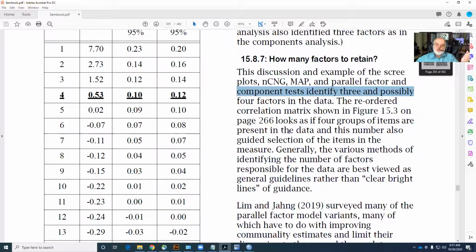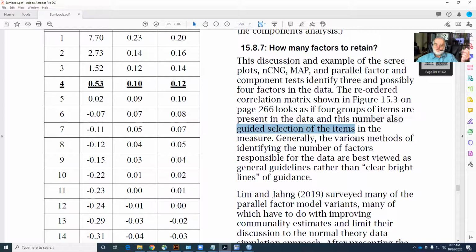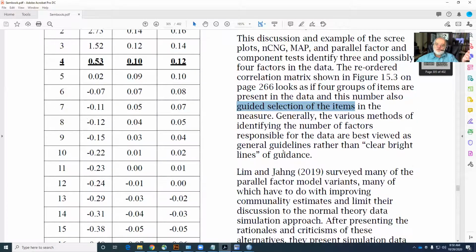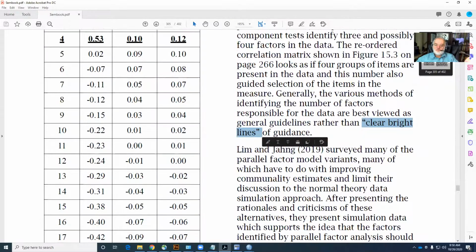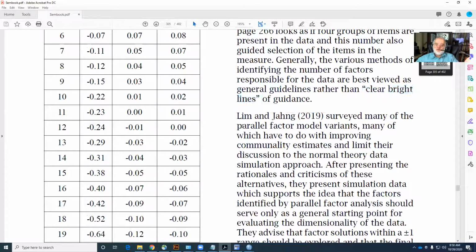If we were thinking about our analysis, we'd go back and take a look at our correlation matrix and say, well, from the eyeball test, it really kind of looks like 4. And when we actually selected items for the measure, we also kind of had 4. So maybe the reason we're getting 3 sometimes is 2 of these factors are really correlated. And there are no what we call clear, bright lines of guidance. It's a judgment call.